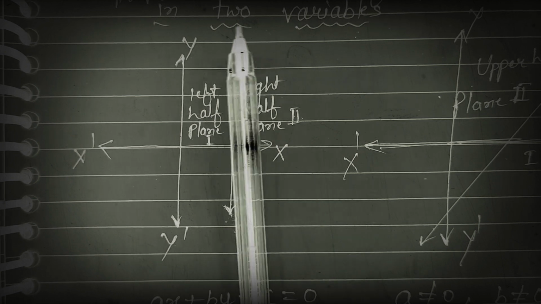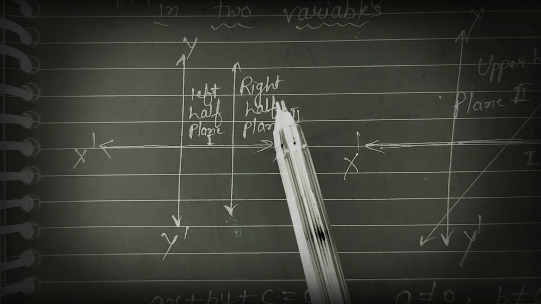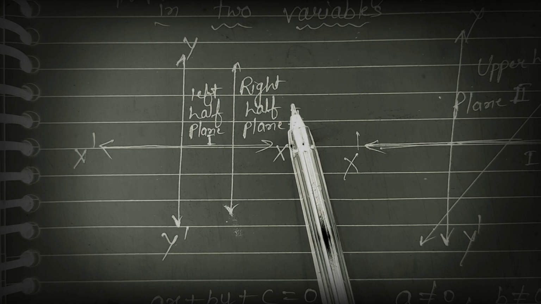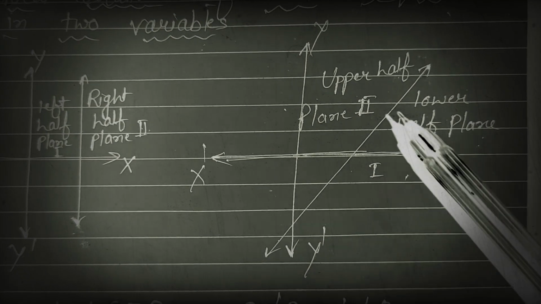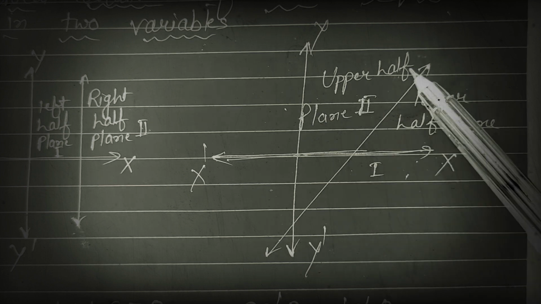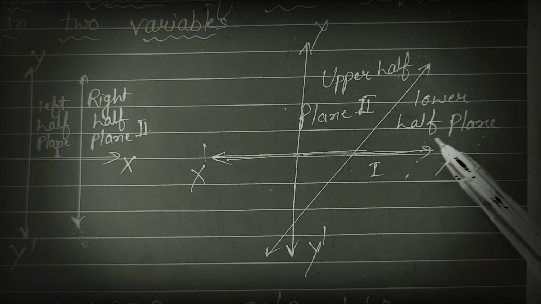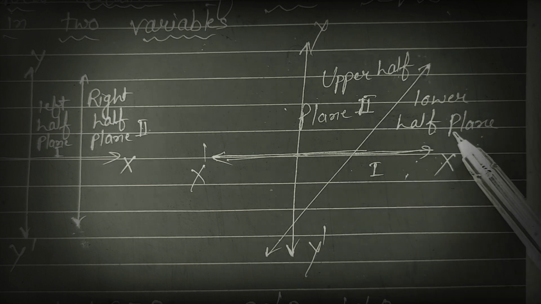This is a vertical line. A vertical line divides the plane into two parts: one is the left half plane and the second is the right half plane. Suppose this is a line and this is the line graph, and this line divides the plane into two parts. This part is called the upper half plane and this part is called the lower half plane.